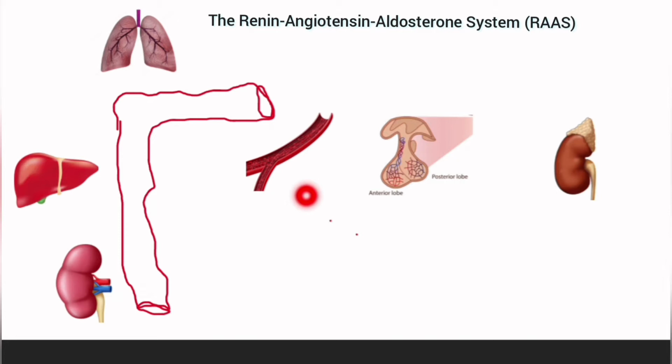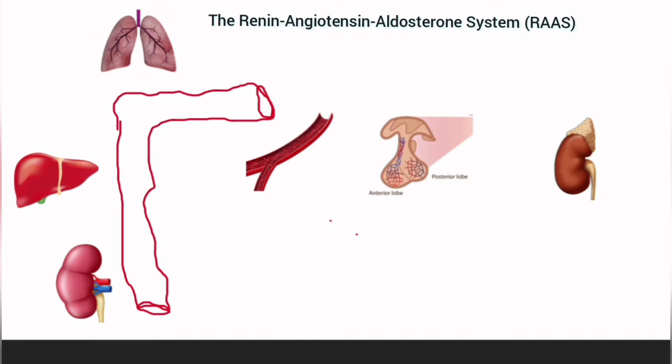The Renin-Angiotensin-Aldosterone system is a hormone system within the body that is essential for regulation of blood pressure. In this system, you find the following organs: the kidney, the liver, the lungs, the posterior pituitary, and the suprarenal gland. This is what happens when blood pressure is low.